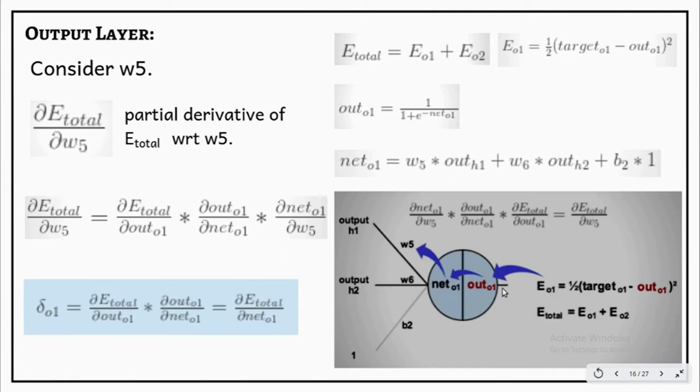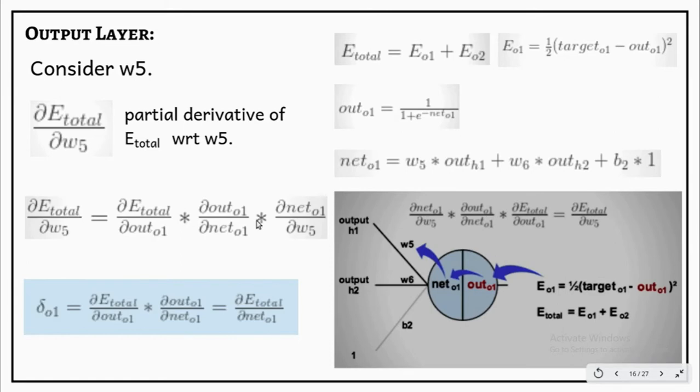Diagrammatically it will look something like that, that the total error is now dependent on out O1, on net O1 and finally net O1 on W5. So we can write the formula directly over here. If you know homogeneous differentiation well, then you can understand it very clearly. So total error, partial derivative of total error with respect to out O1, then out O1 with respect to net O1 and finally net O1 with respect to W5. So this is the formula which we have of total error with respect to W5 by using this.